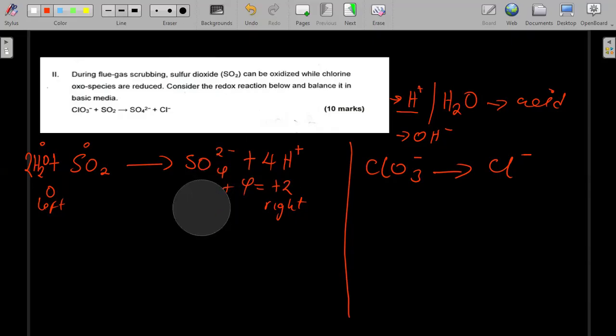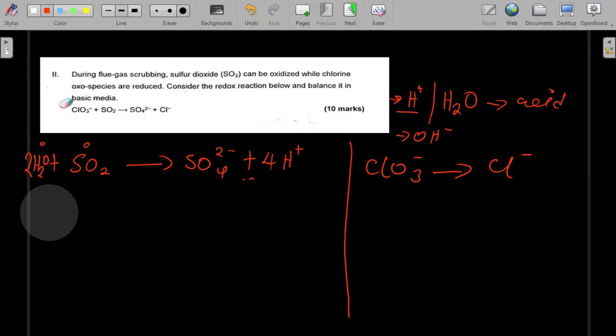Okay, so that's what we are going to do. We are going to add two electrons to this side. When we add two electrons, you notice that we also have a net charge of 0. Then you would have balanced your electrons. Okay, so that's the oxidation half reaction there.